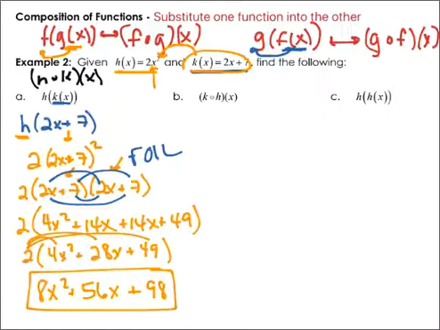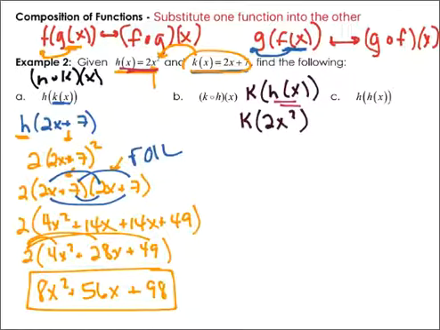Let's try another one. This says to do k of h of x. Another way to write this is k of h of x. Whichever function is on the inside is what goes into the outside. So first I want to see what my h of x function is. H of x is 2x squared. So I've got k of 2x squared. I just rewrote h of x. Now it's saying to go ahead and plug 2x squared into your k function.